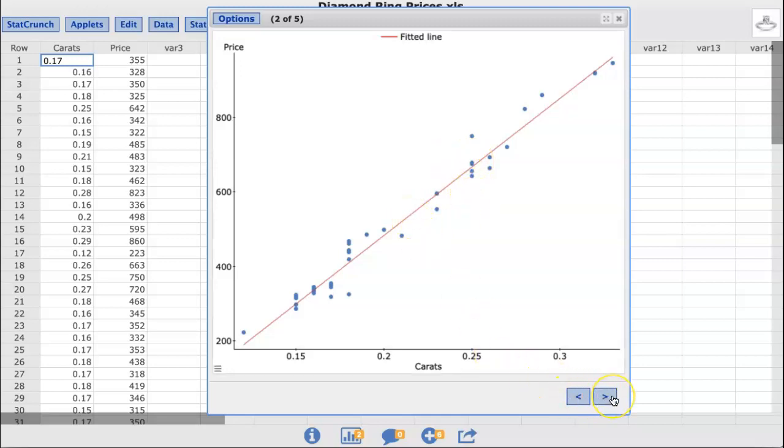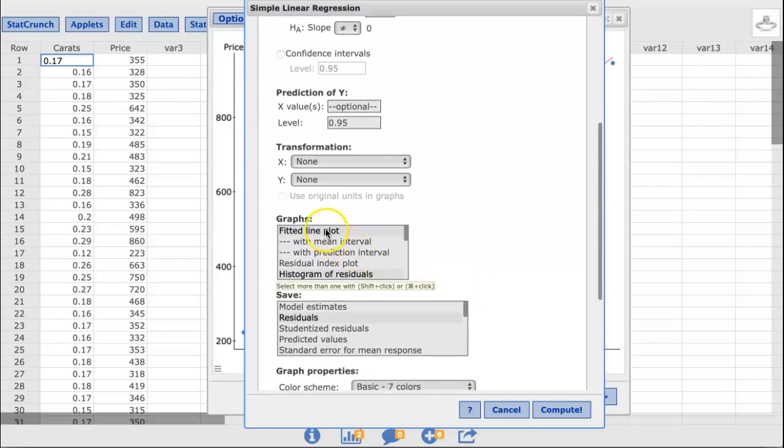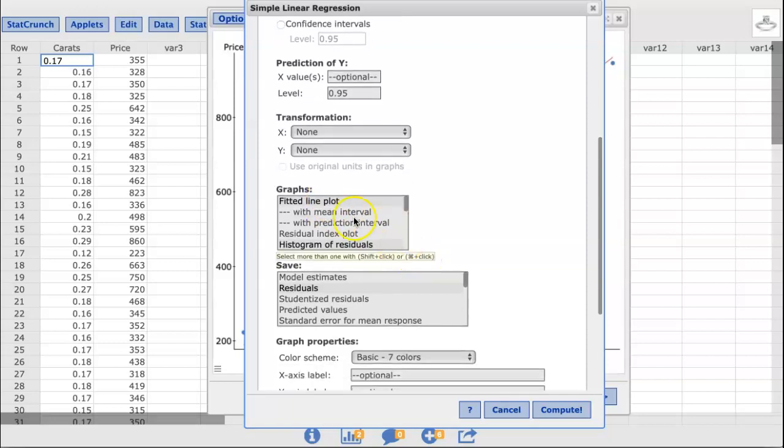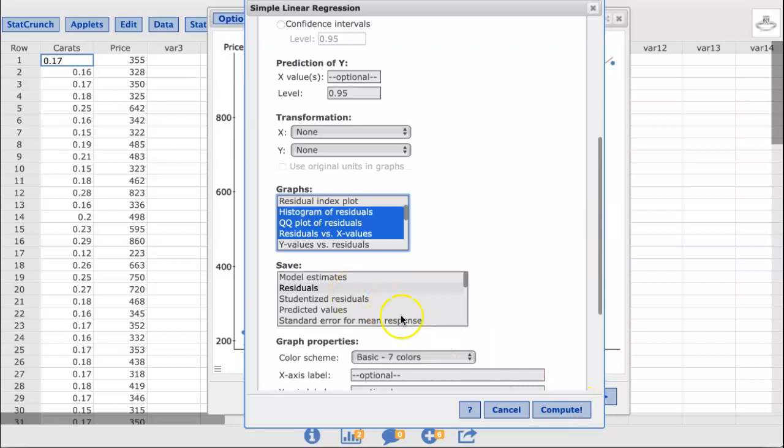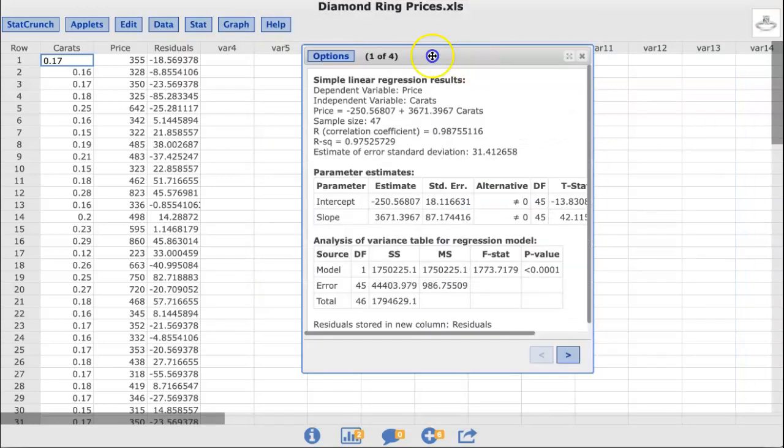So remember how I did this? You go to simple linear regression, plug in your x variable, plug in your y variable, the exact same stuff that we did when we previously covered this chapter. But then down here, I'm asking for more graphs: fitted line plot, histogram of residuals, QQ plot, residuals versus x values. I'm just asking it to give me those. So when I compute it, that's what we get there.